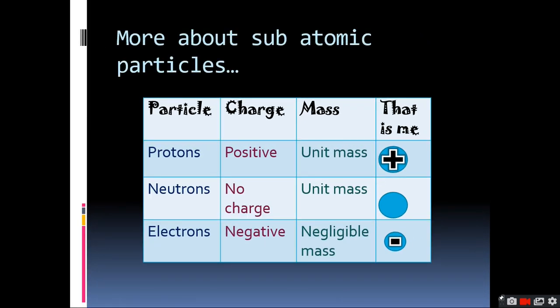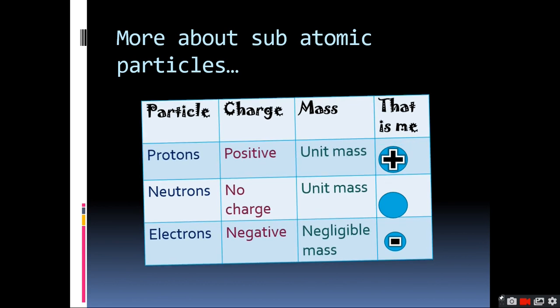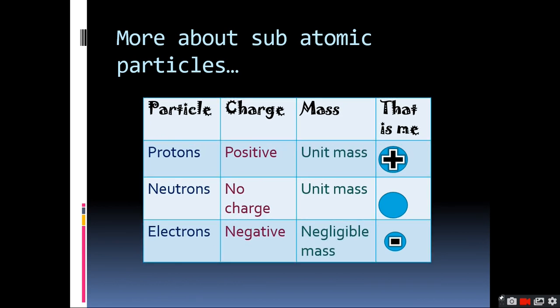Let's learn something more about these subatomic particles. The protons have a positive charge and a unit mass. The neutrons have no charge at all, so we call them neutral neutrons. And they also have a unit mass like their best friend protons. The electrons have a negative charge and a negligible mass. So let's move on now.